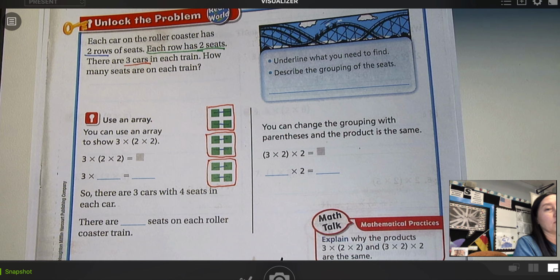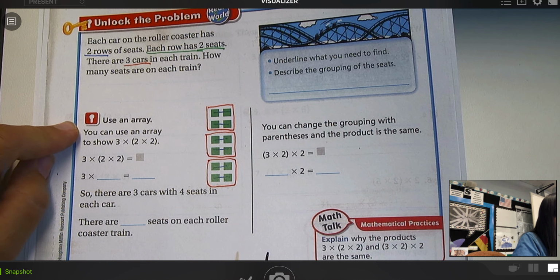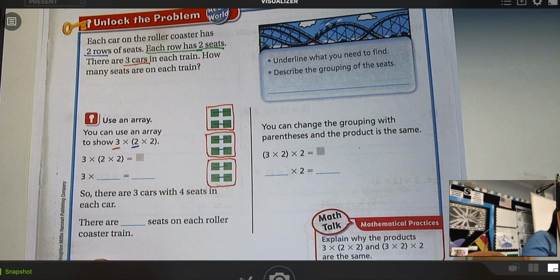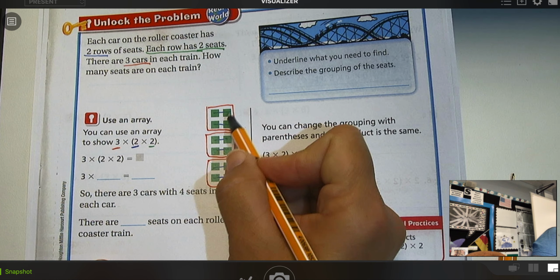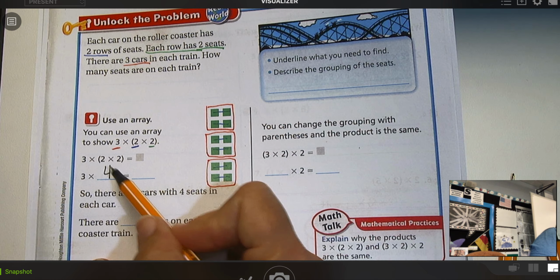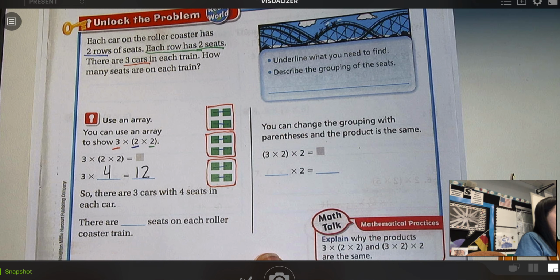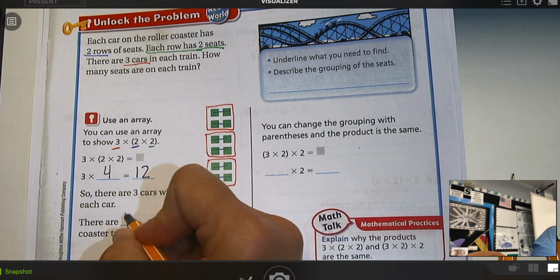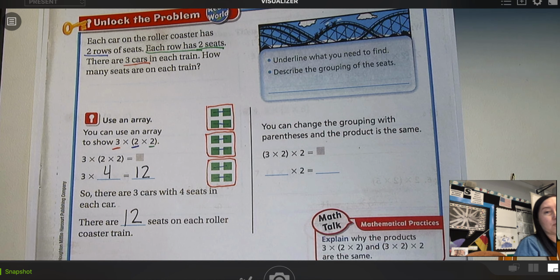So these are called arrays, the equal rows and columns. So you can use an array to show 3 × 2 × 2. That's three cars, right? Times the two rows of two seats in each car. So here we do 3 × 2 × 2. First we can think 2 × 2, and I can just count that, right? That is 4. There are 4 seats in each car, and 3 cars times the 4 seats, 12 seats. So there are 3 cars with 4 seats in each car. So there are 12 seats on each roller coaster train.